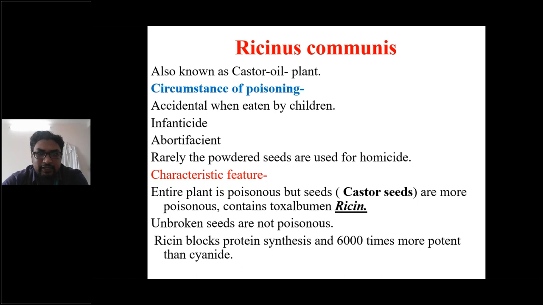So if a person ingests a seed as it is without breaking it, then nothing will happen, because the tough coat present on the seed protects it. That's why only the crushed seeds are poisonous. The toxin blocks protein synthesis, and it is 6,000 times more potent than cyanide. So you can see how potent a poison this is.